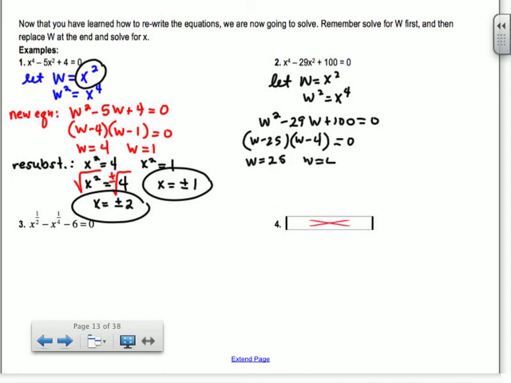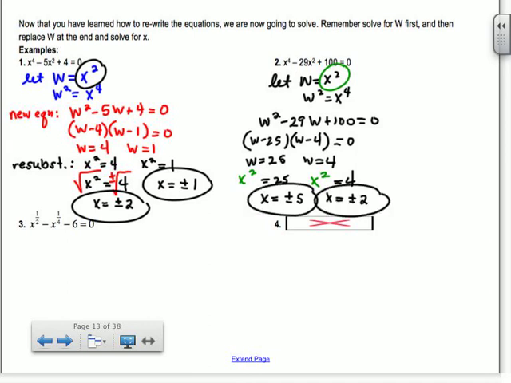W is the same as x squared. So I replace my W with x squared. So I get x squared equals 25 and x squared equals 4. When I solve for x, I take the square root of both sides, so I get x equals plus or minus 5 and x equals plus or minus 2. Those are your two answers. Okay, makes sense? All right, so let's get to the harder ones.